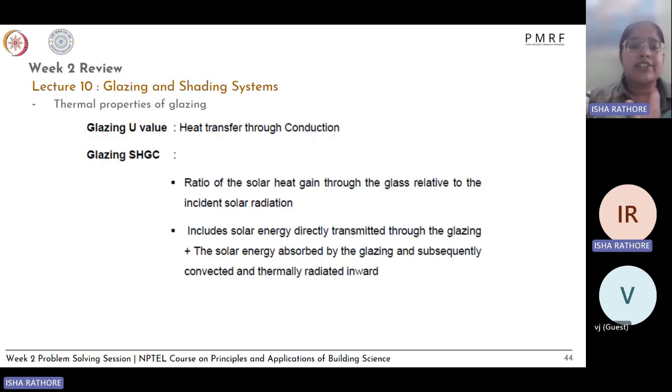So the glazing U value is the heat transfer by conduction through your windows. Then you have the SHGC, which is the ratio of solar heat gain through the glass relative to the incident solar radiation. That is the amount of heat gain through glass divided by the total solar radiation which is incident on your window. And this is expressed in a ratio of 0 to 1. And it includes solar energy which is directly transmitted through the glazing. It also includes the energy which is absorbed by the glazing and subsequently converted and thermally radiated inwards. So both of these values are included in the SHGC, solar heat gain coefficient.